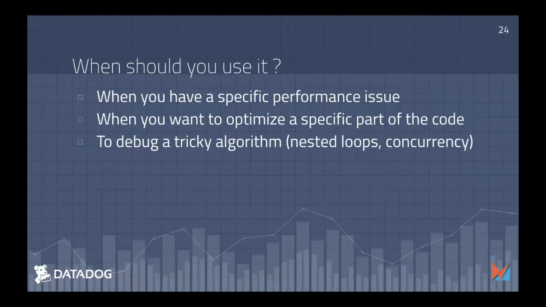When to use it? Usually you're going to want to use it if you have a specific performance issue and you want to first analyze what's happening in your code. You can also use it when you want to optimize a specific part of your code and you don't know exactly what is slow, or when you want to debug a tricky algorithm. So for instance, if you have nested loops, if you have concurrency, using the tracing, you can actually get a view of what's happening and how you jump from one method to a nested call, which can be very, very interesting and can be simpler to visualize than adding breakpoints and trying to follow the algorithm as it unfolds.